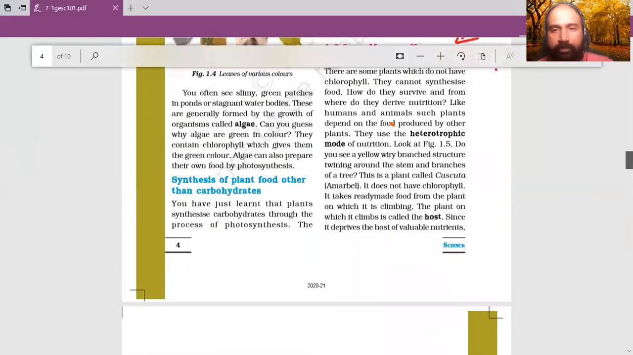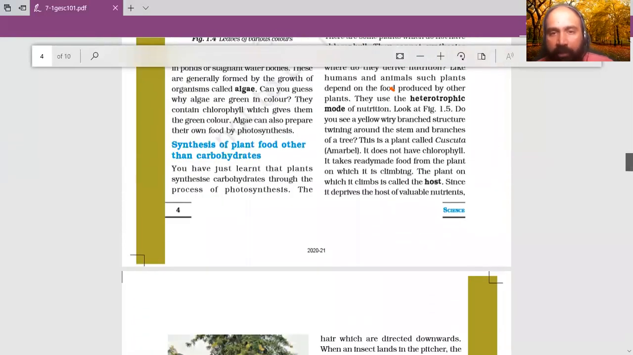Then what will you write, right? You're asking what you have to write. See here, this paragraph. I will highlight this. Cuscuta takes ready-made food from the plant on which it is climbing. The plant on which it climbs is called the host. See, the plant from where it is getting the food is called host, and the plant which is getting the food is called parasite. Host and parasite.